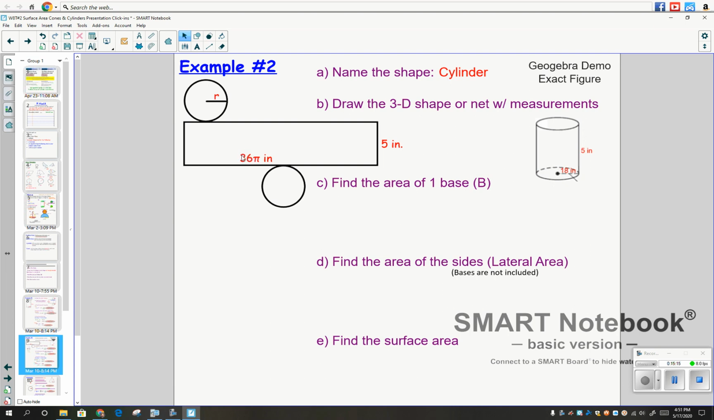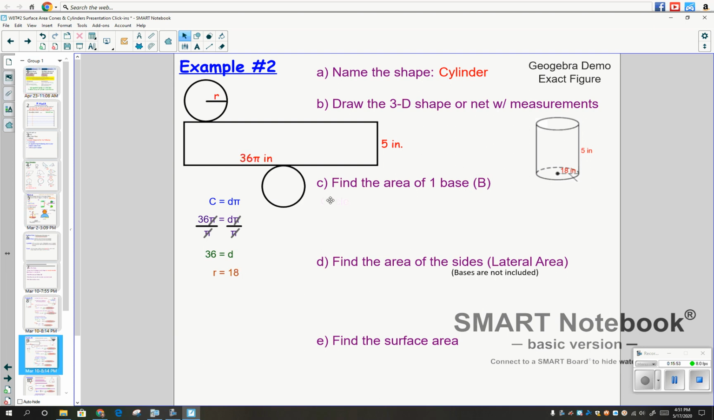But remember, 36 pi, which is the length of this, equaled the circumference of the base. It's the circumference of the circle. So circumference of the circle is diameter times pi. So 36 pi equals diameter times pi. Divide both sides by pi. The pi's cancel out. I get the diameter of the base to be 36, which means the radius is going to equal 18. So that's where I get the 18 from.